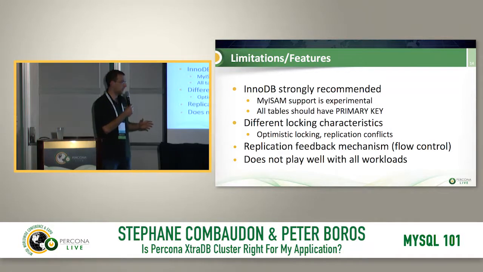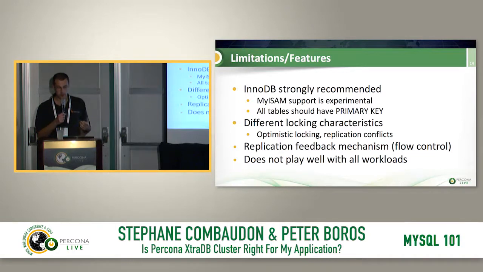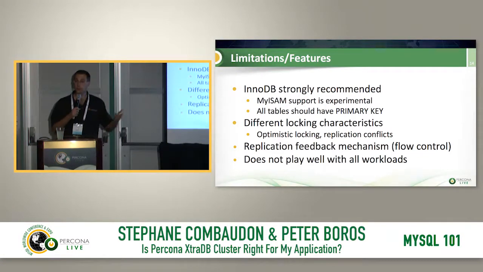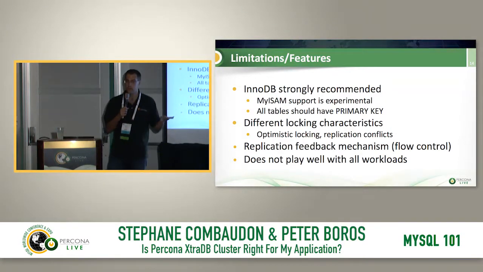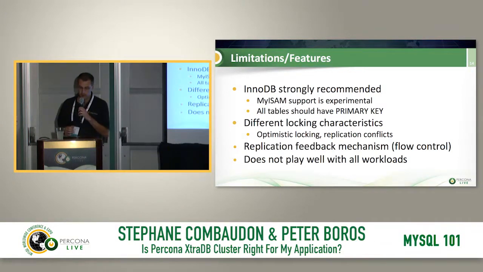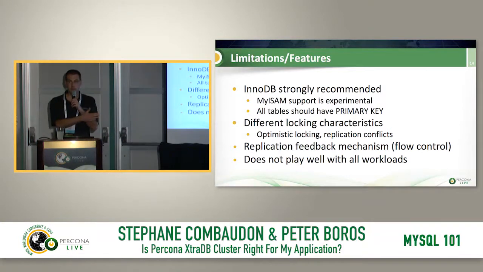Second thing that can also look weird is the optimistic locking that is used by PXC. We'll see that right after. Actually, it's quite interesting because it's quite good for performance. However, it can have surprising effects. Another surprising thing is that you have a replication feedback mechanism that is called flow control. And it's causing a lot of issues for users that are not familiar with it. So we'll talk about it also.